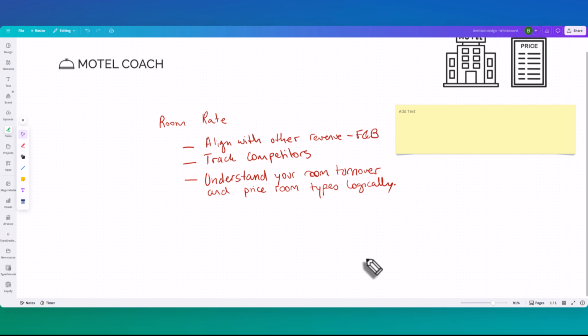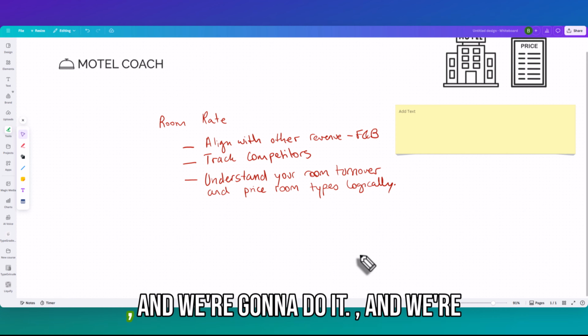Track your competitive set regularly. Understanding what your competitors are doing will enable you to be competitive in the market. It's not about beating them on price, but it's about developing your own position within the market. If your family room is generating the lowest profit per room type, maybe it's not about reducing the price of it.